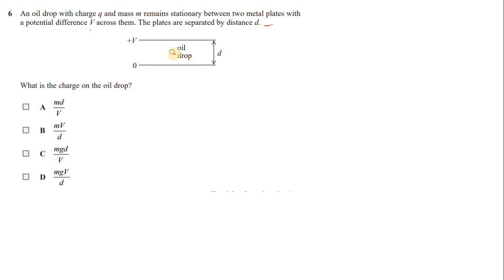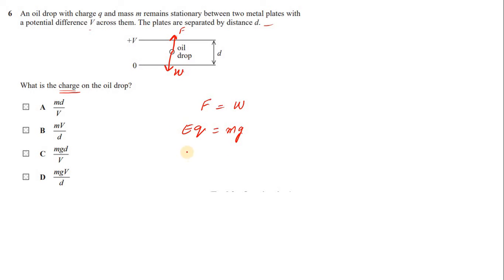Clearly, you know that if the oil drop is stationary, the oil drop is experiencing two forces. One is the weight, W, acting down, and the electrostatic force, F, acting upward, so that it can be held at rest. So at rest, the electrostatic force F is equal to the weight, mg. The electrostatic force is EQ, equal to mg, because we need to find an expression for charge.